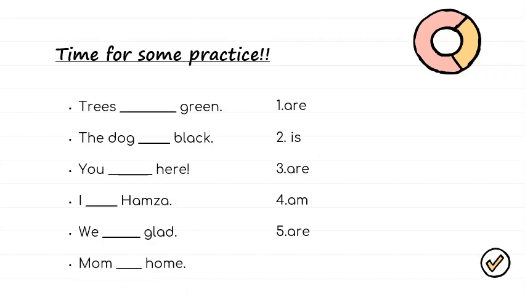Mom, home. Mom is people, place, thing, or animal. It's people. And it's one or more? It's only one. So what should we use with it? Is. So the sentence is Mom is home.